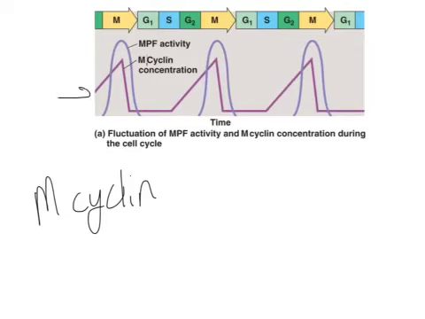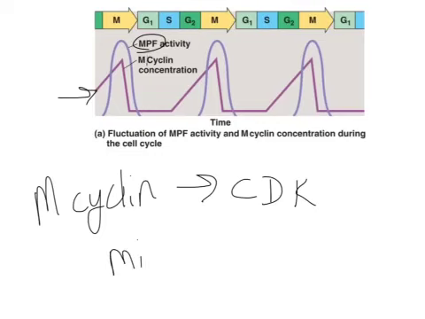Remember, the M-cyclin level is what's going to change. You can see that here in this darker purple. You can see the M-cyclin concentration rising and then falling, rising and then falling. That cyclin is going to bind to the CDK. So the M-cyclin binds to the cyclin-dependent kinase, and when that binds, it becomes a complex called MPF.